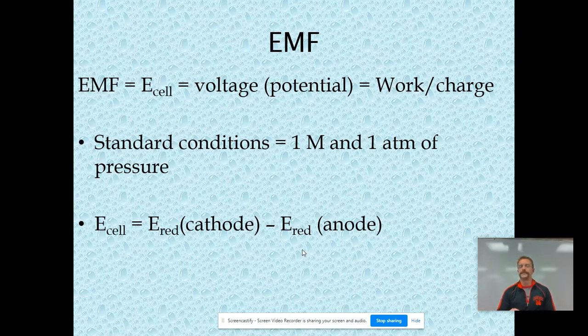Remember, E, electromotive force, is opposite of delta G and delta H. A positive is spontaneous, a negative is non-spontaneous. So electrons are going to flow in the direction that makes the whole thing a positive E, not a negative E. If we think about stuff in terms of batteries, right?